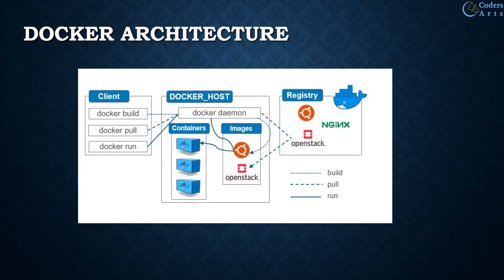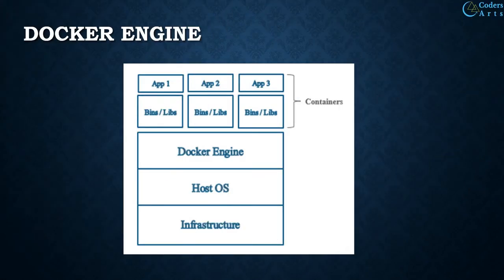This is the simple diagram of Docker architecture. But before that, let's see what Docker engine is. Docker engine is a core part of the whole Docker system. It is an application which follows the client-server architecture and it is installed on the host machine. It has three components: server, REST API and command line interface.